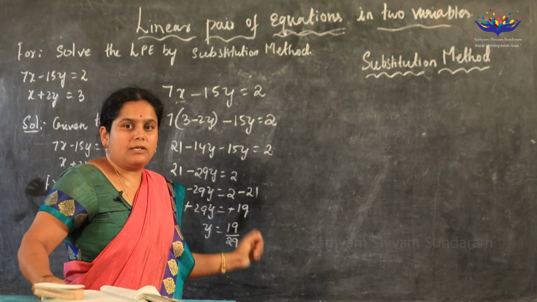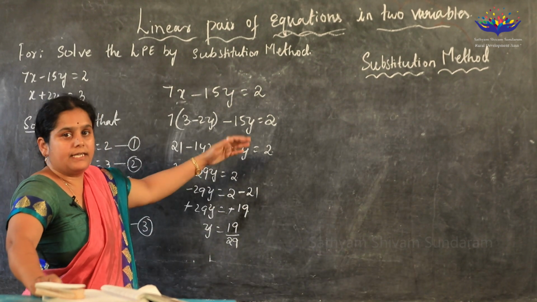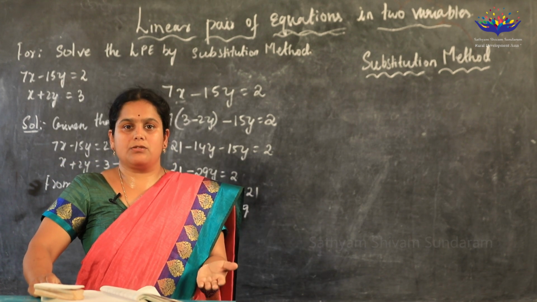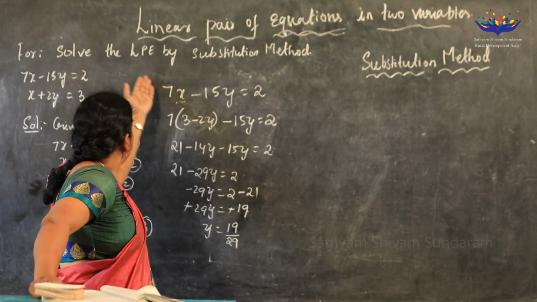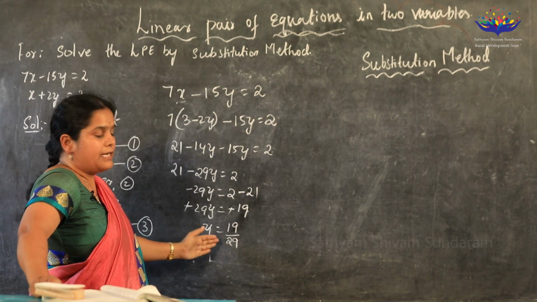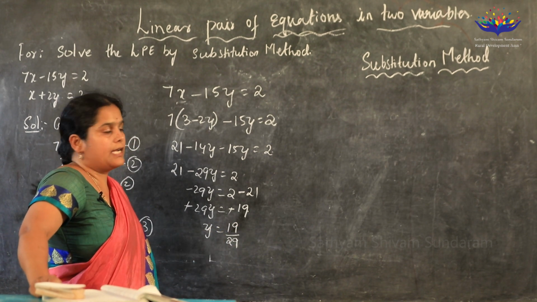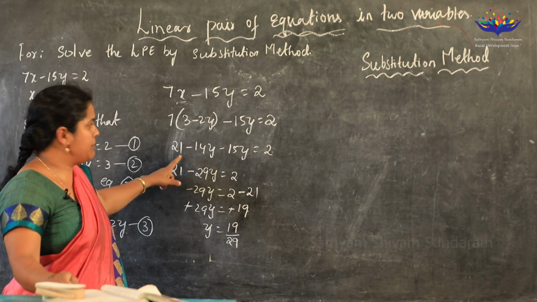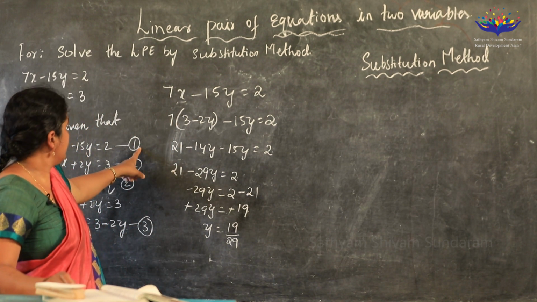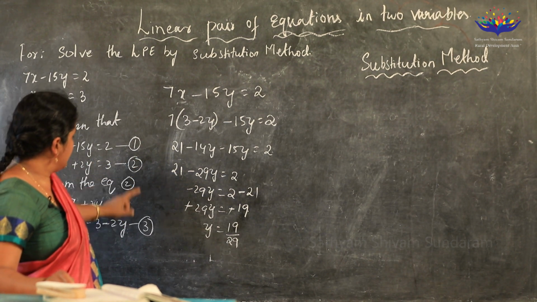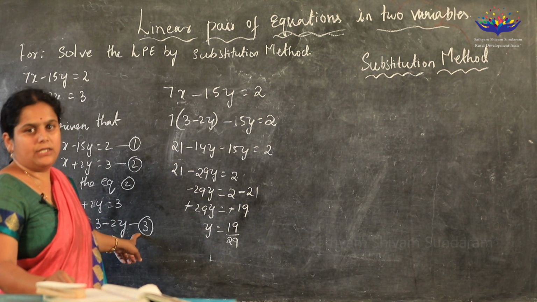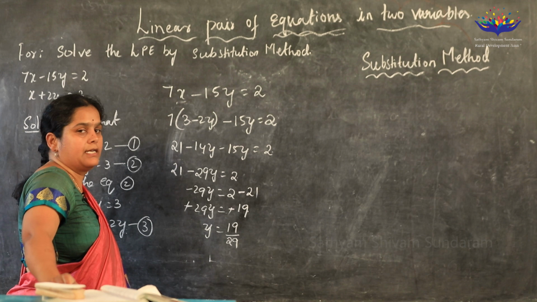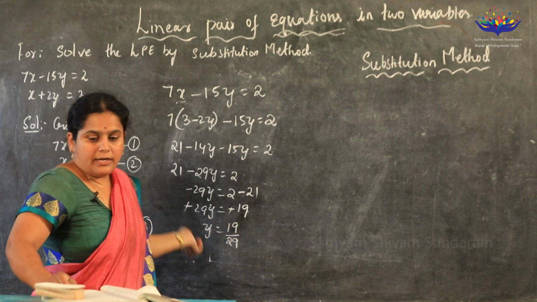Now again we have to find x. We are finding the solutions for the variables. By using the substitution method, we got y is equal to 19 by 29, and again we have to find x. Either any one equation you can take, the first equation, the second equation or the third equation, and substitute y is equal to 19 by 29 to find the value of x.